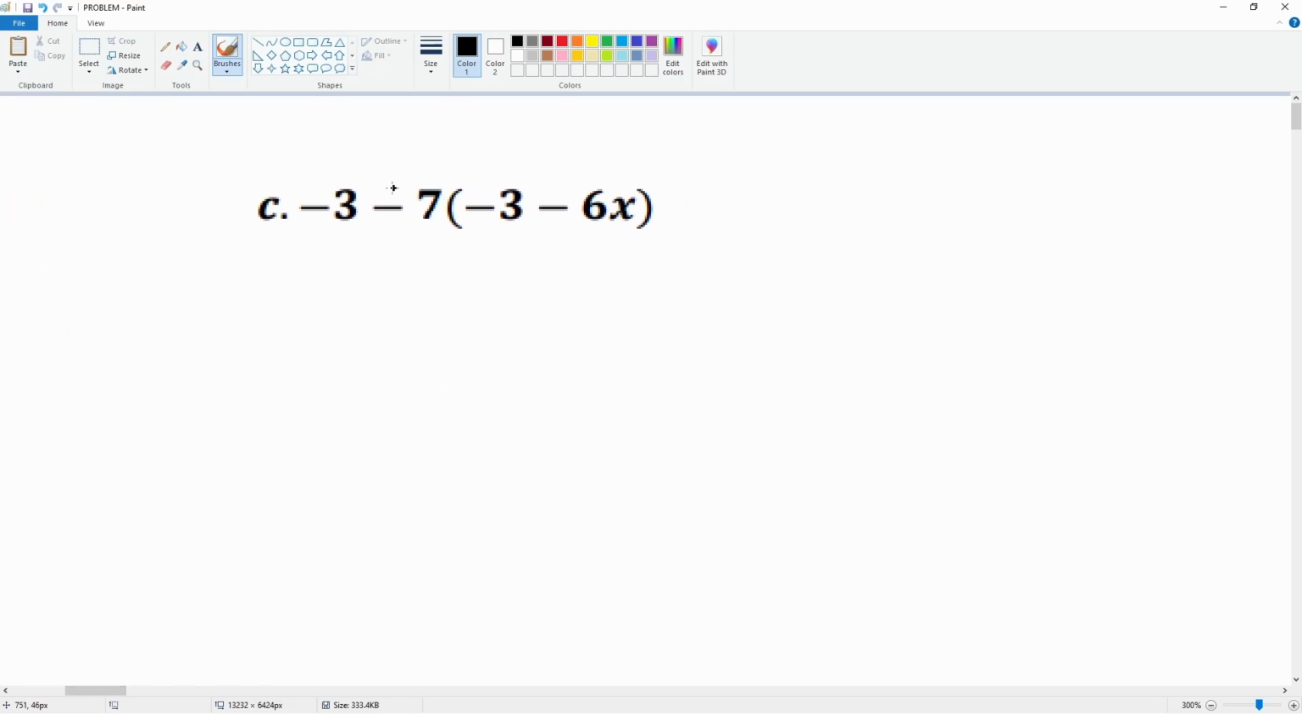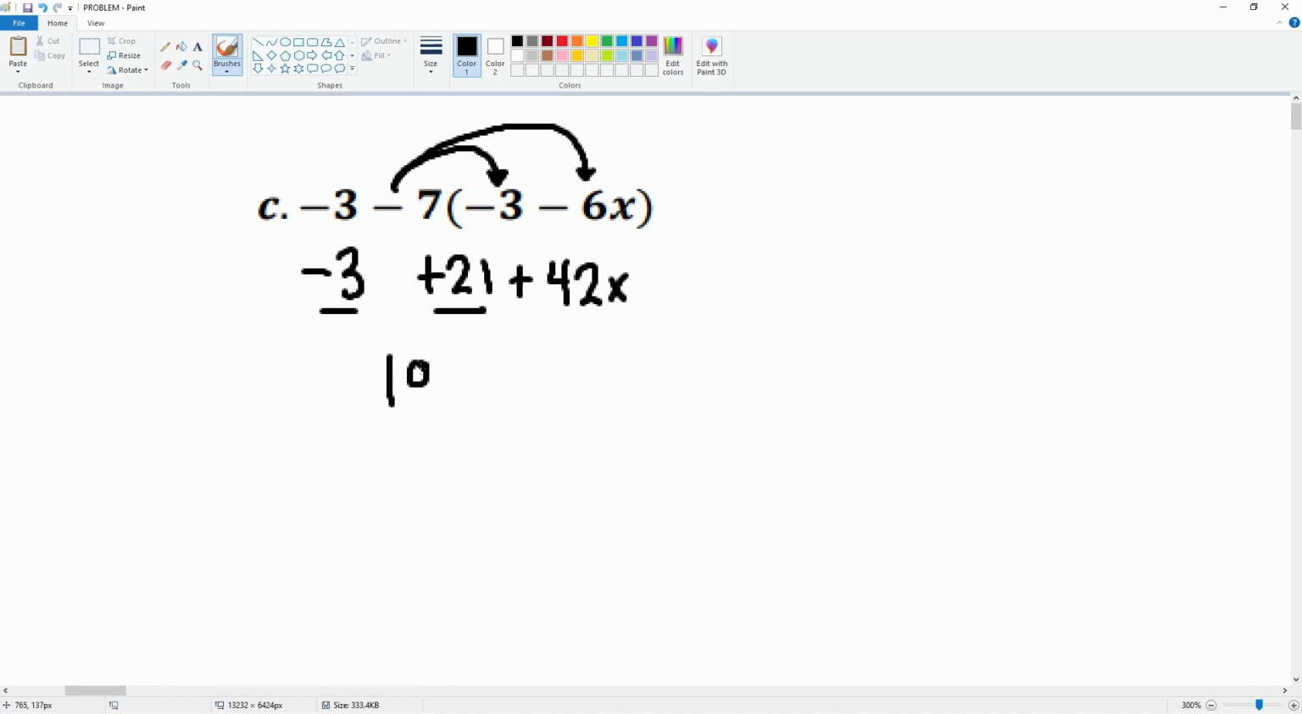Next, let's distribute this negative 7 in here. Negative 7 times negative 3 gets you a positive 21. Negative 7 times negative 6x gets you a positive 42x. Bring down this negative 3. This negative 3 plus this 21 here can combine some terms, getting you 18 here.